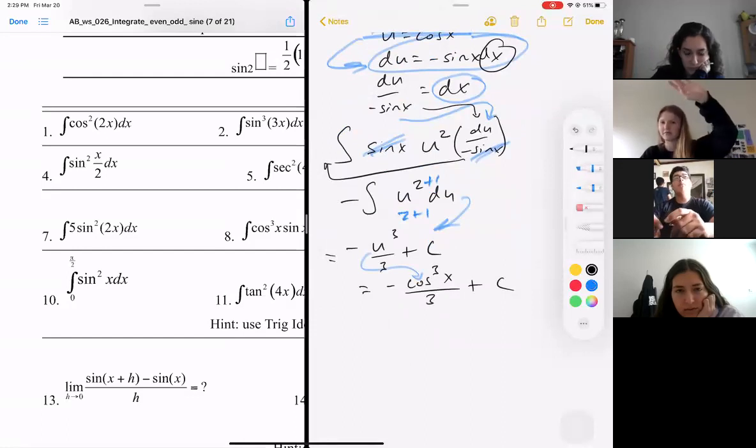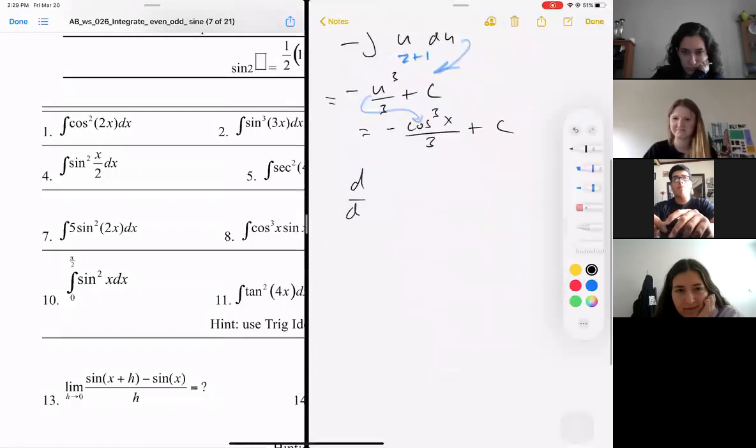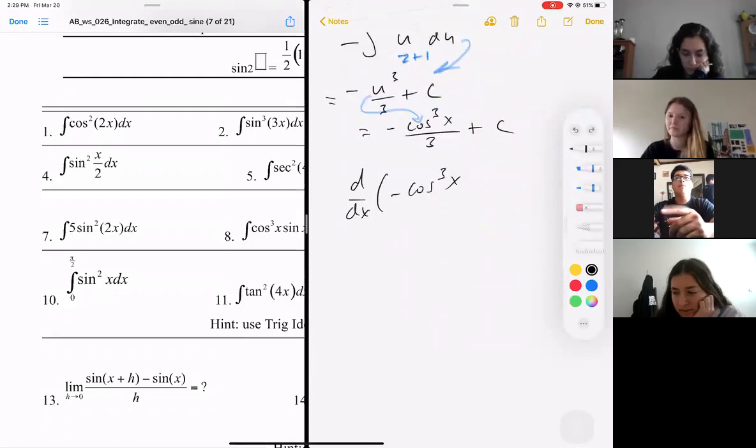Now, to just again prove that this is true, we're going to take the derivative, d over dx, of negative cosine cubed x over 3. I'm going to rewrite this part slightly by writing the 1/3 in the front to make it a little easier.